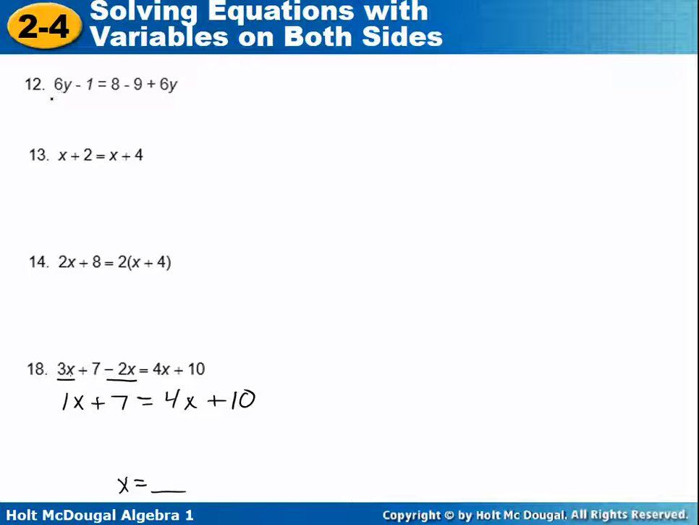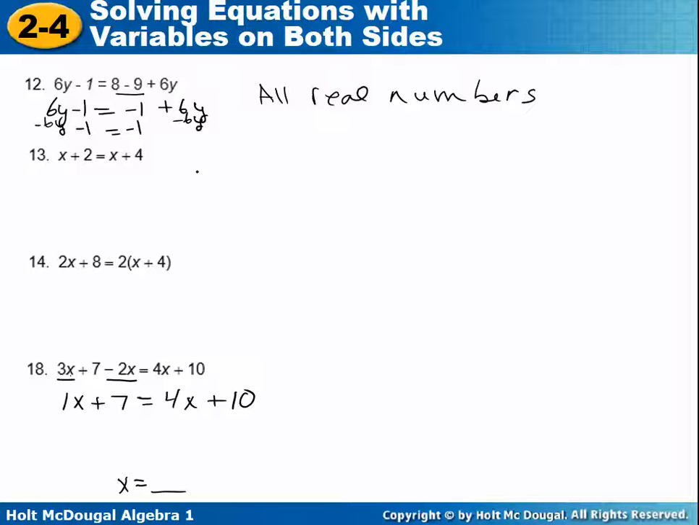Let's do number 12 instead. So 6y minus 1, those aren't like terms. On the other side, we have 8 minus 9, those are like terms, plus 6y. So 6y minus 1 equals 8 minus 9 is -1, and then we have our plus 6y. So I have a 6y here, so I will subtract 6y from both sides. And when I do that, I'll have no y term left. No variable term will be left. I'll be left with -1, because that sign goes with it, equals -1. This is always true. It's a true statement, so you write all real numbers.